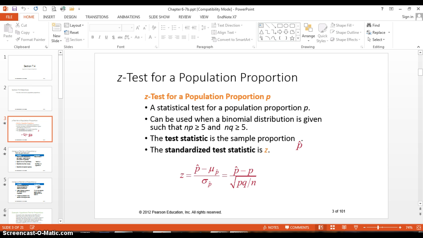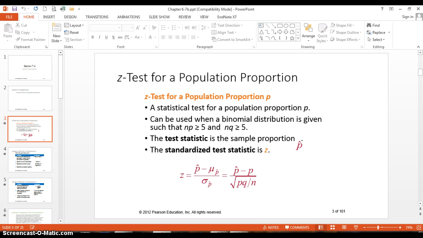And these things are very easy to test, but you're not going to have to do those for the homework. Every problem that will be given to you will assume that np is greater than or equal to 5 and nq is greater than or equal to 5.